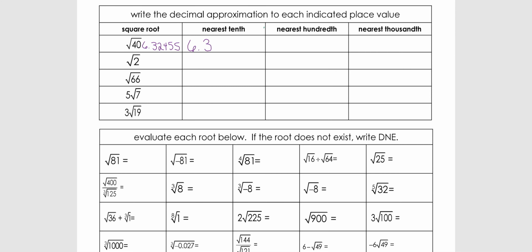And then we have 6.324 to round to the nearest hundredth. So that's 2 decimal places. So that's going to be 6.32.